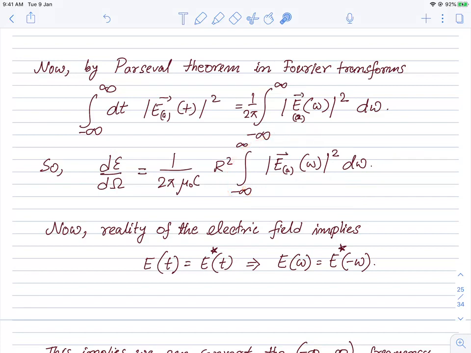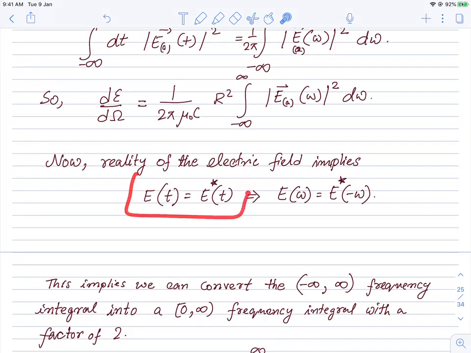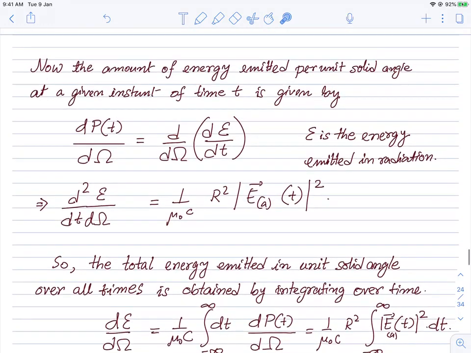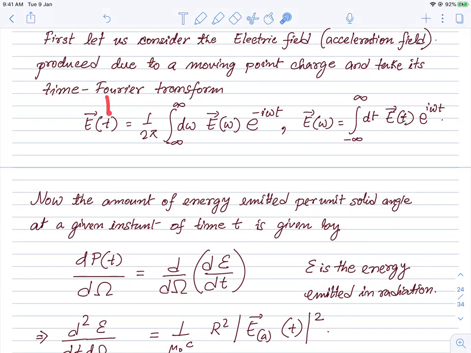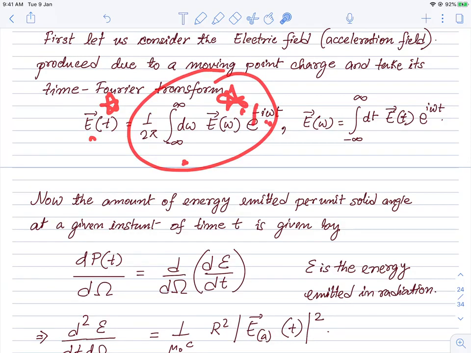Okay, so now I can use the reality condition of the electric field. Again, this is a Fourier transform result. If the electric field is real, that means E is equal to E star. If E is equal to E star, then E of omega must be equal to E star of minus omega. This just follows. If you take the Fourier transform, and if you take a star here and say that is equal to the same result, then when you take a star here, this minus will become plus.